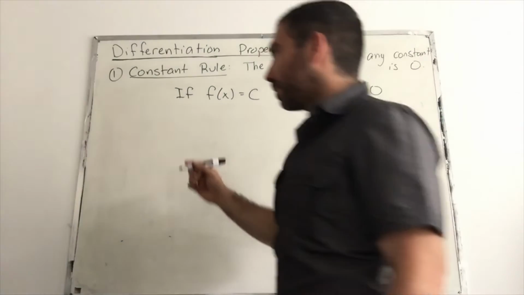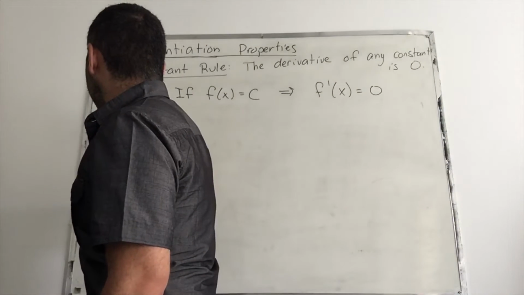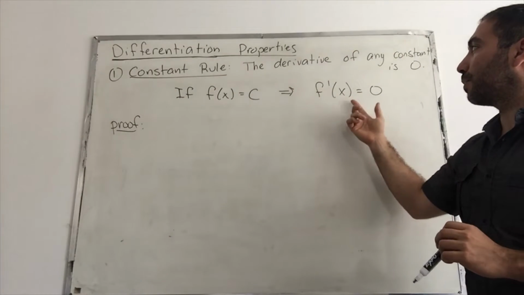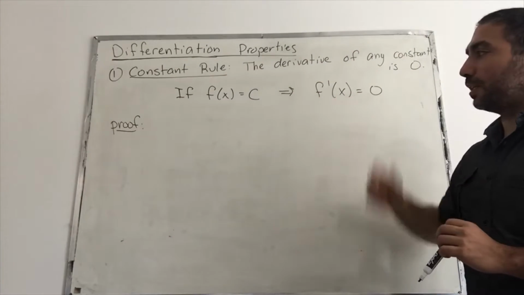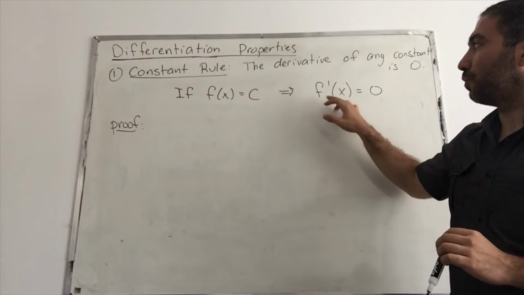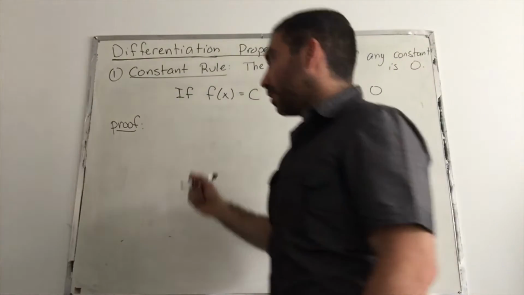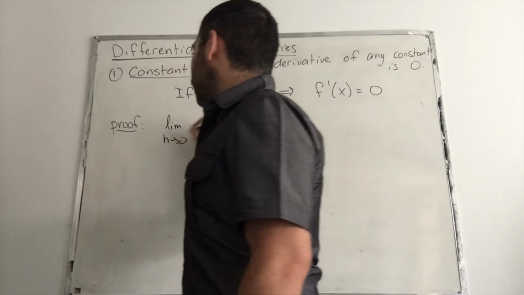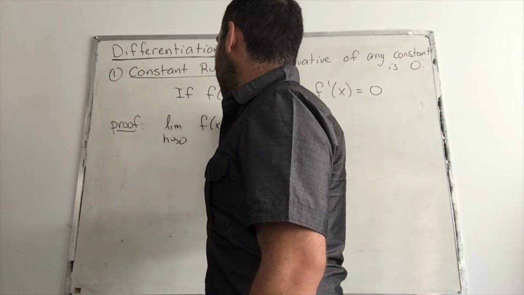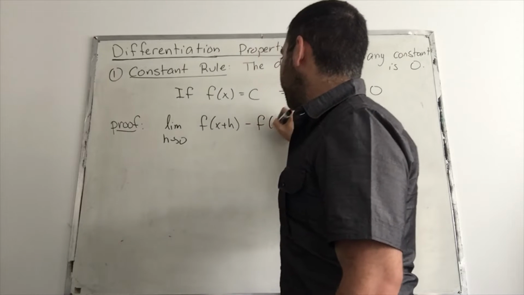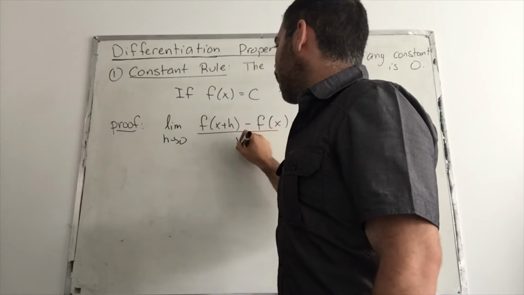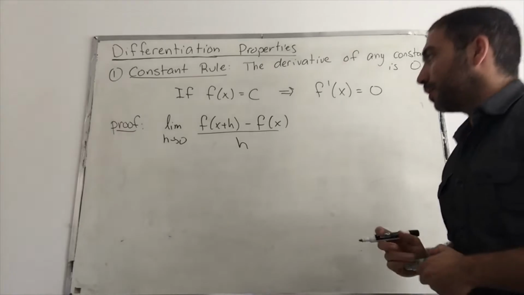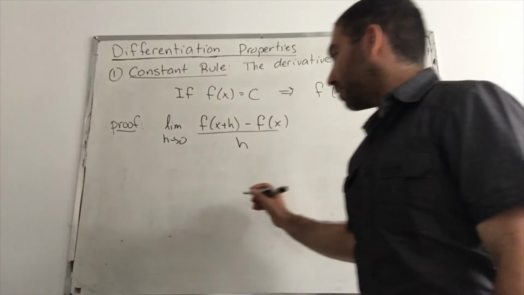Let's go ahead and prove that statement. So the proof: we know that the function is equal to c, and we want to show that f prime of x is equal to 0. Remember the definition. F prime of x is the derivative. We're going to use the limit definition of a derivative: the limit as h goes to 0 of f of x plus h minus f of x over h.